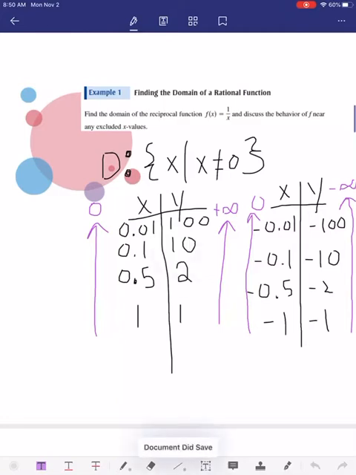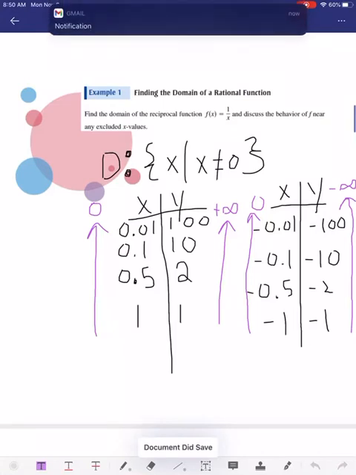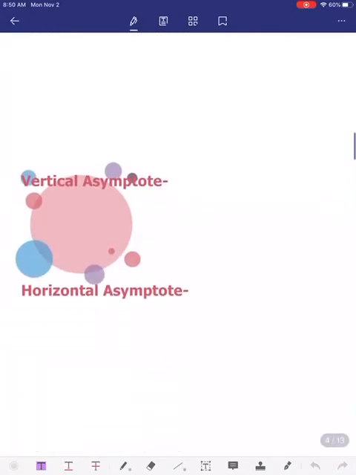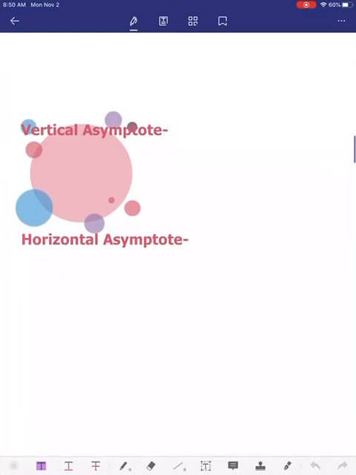And so hopefully we recall that this behavior, when we can get closer and closer and closer to something, but can never quite reach it, is called an asymptote. And we have 2 main types of asymptotes. We're going to look at a third a little bit later on. But the first 2 that we're going to look at are vertical asymptotes and horizontal asymptotes.